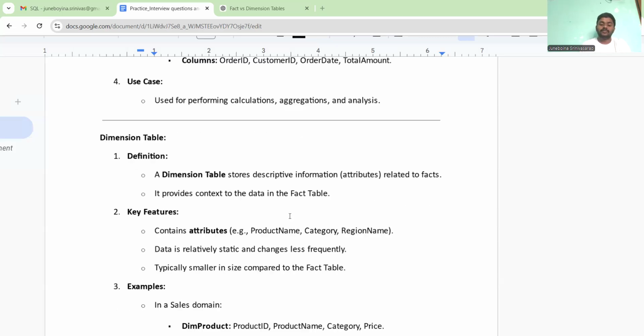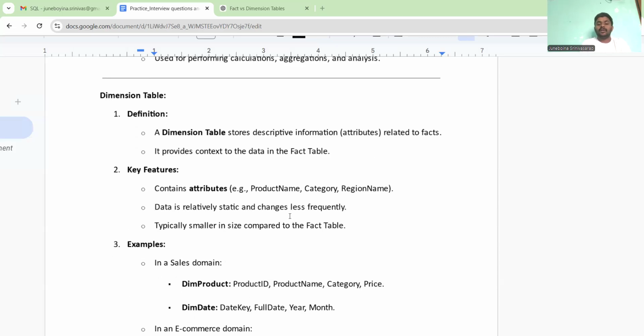Dimension table. A dimension table stores descriptive information related to facts. So, dimension table is to store descriptive information related to the facts. Dimension table provides context to the data in the fact table. Now, dimension table provides the context to the data presented in the fact table.